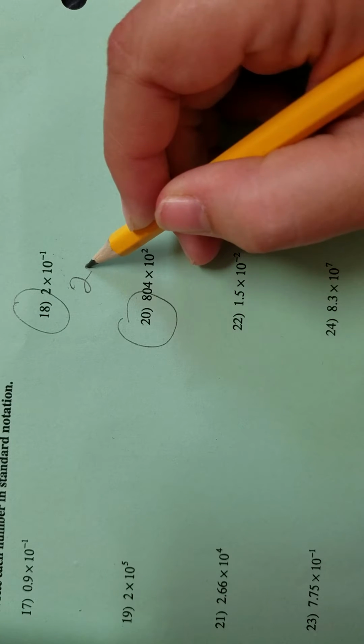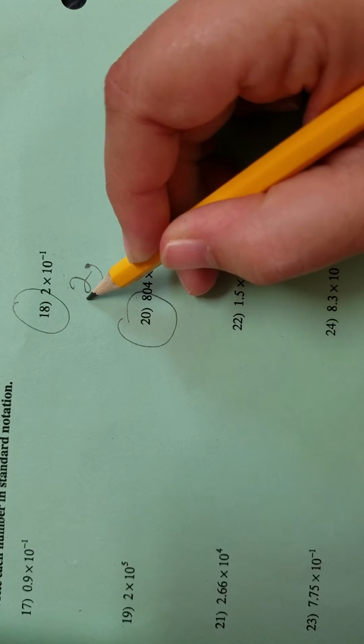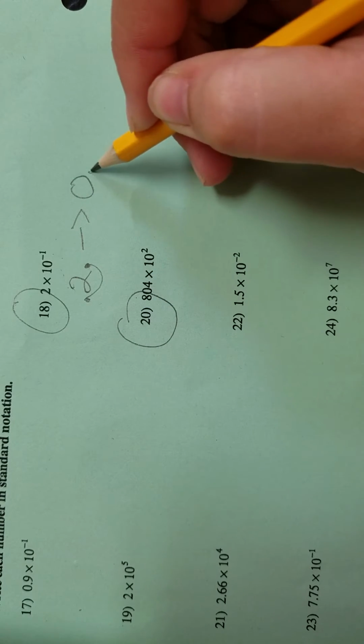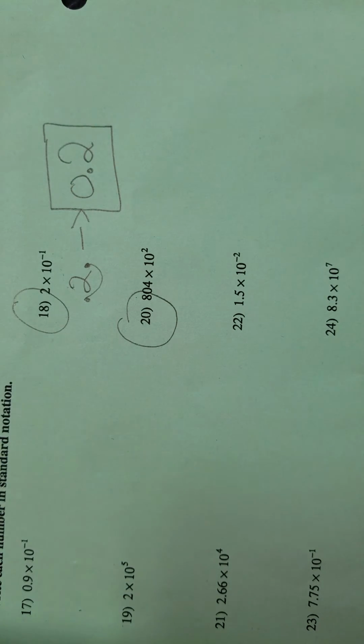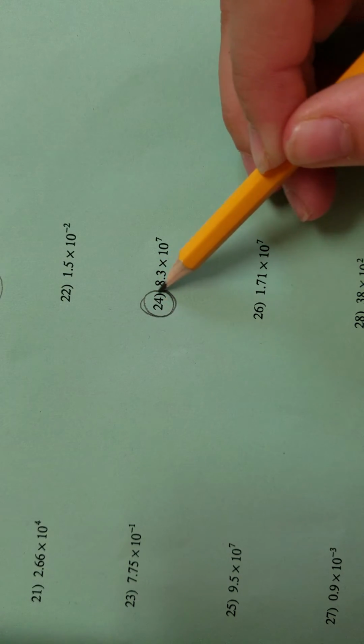Decimal points over here. I have negative 1. That means 0.2 is my answer. Let's try to find one a little bit harder. Let's move down to number 24.